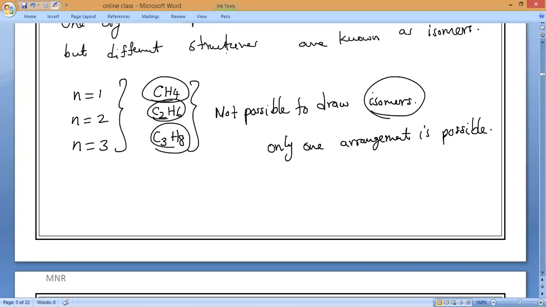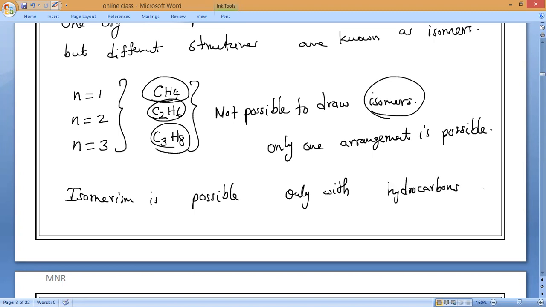Next, if you want to draw isomers, how many carbons are needed? 4 or more. So please write the statement: isomerism is possible only with hydrocarbons having 4 or more carbon atoms.